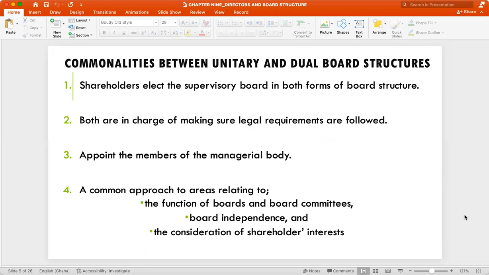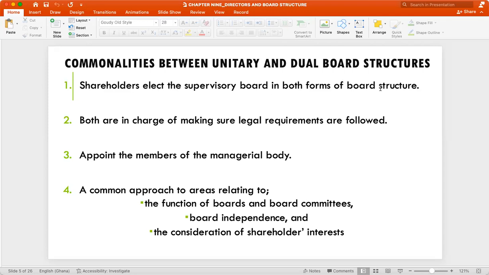Both are in charge of making sure legal requirements are followed. So for both boards, compliance with legal requirements is what they want their companies to do. Appoint the members of the managerial body. So you realize that in the case of the unitary board, both the executive and non-executive directors will normally deliberate, depending upon the position that is declared vacant. They will work together to get a competent person to fill that particular position. Okay, so they will be responsible for the appointment of the managerial team.